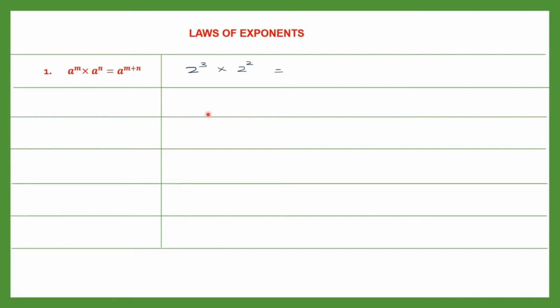Can you see the base is the same? Both are 2 and this is multiplication. So when the base is the same and it is multiplication, we add up the powers. So this becomes 2 to the power of 3 plus 2, which is 2 to the power of 5. And then we simplify this and get our answer. So this is the product law.